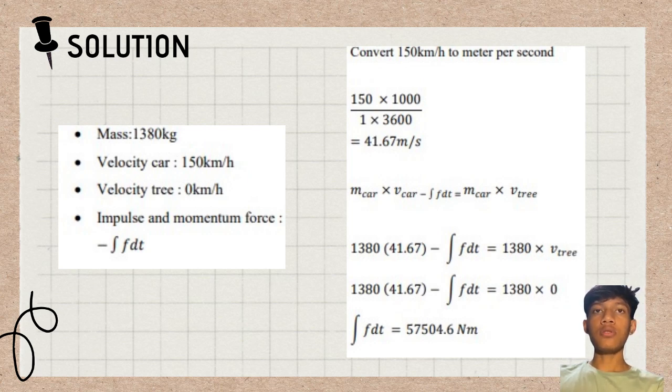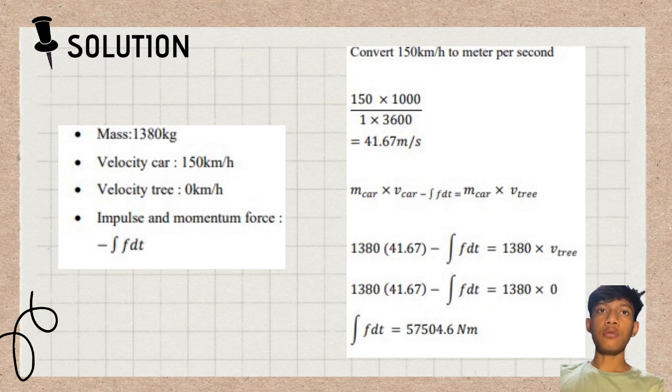First thing first, we need to convert 150 km per hour to meter per second. We just need to multiply 150 times 1000 per 3600, and we get the answer of 41.67 meter per second. Okay, next we have to insert the numbers into the equation.